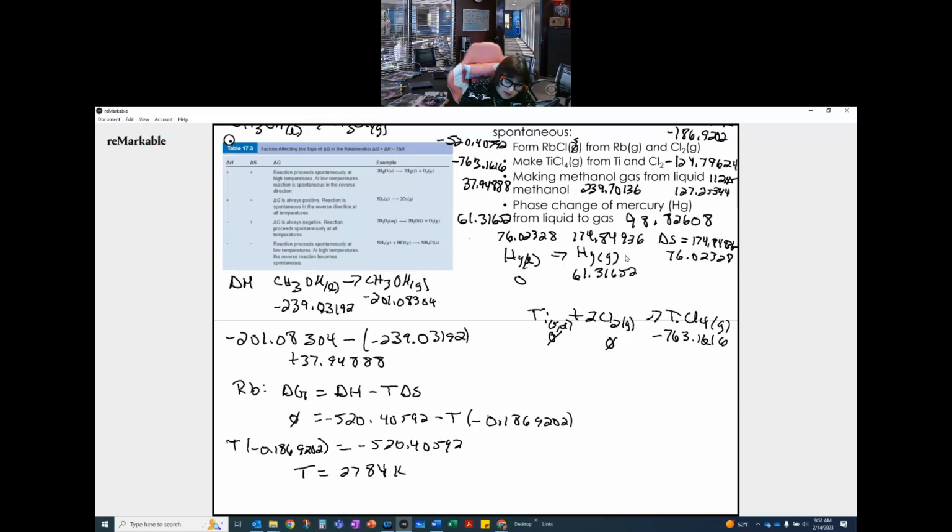And then any temperature above that, it will be negative. So from here up, greater than or equal to 2784 Kelvin, that will work.